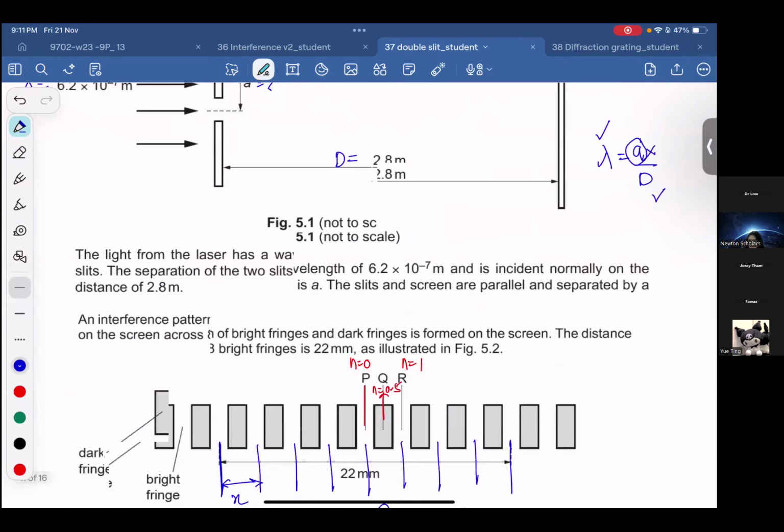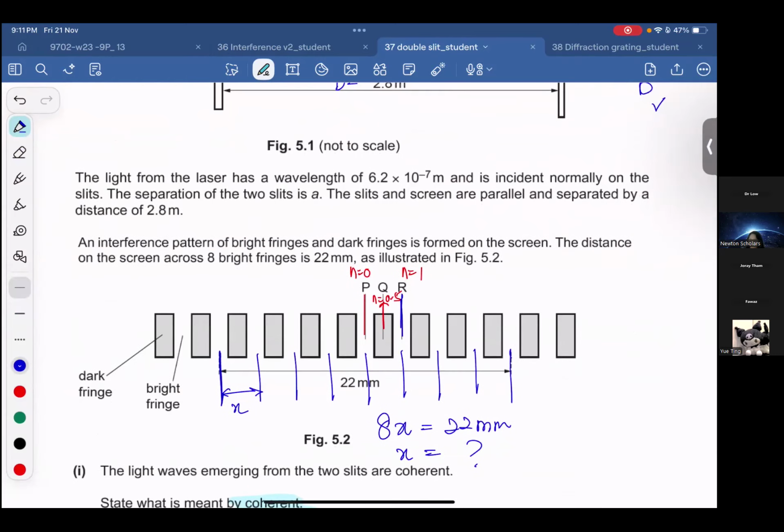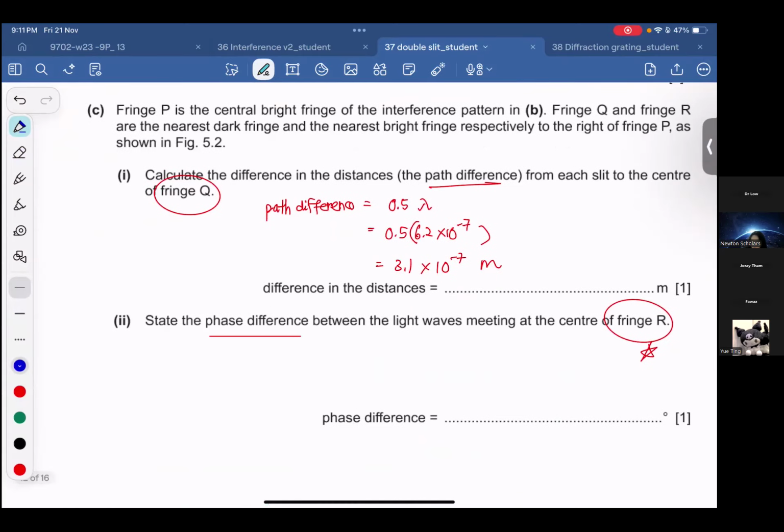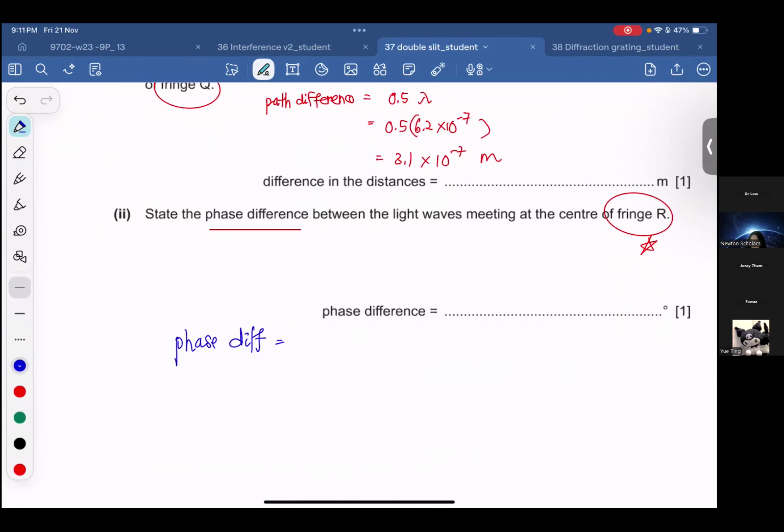At the first bright fringe, n equals 1 wavelength. So here, the phase difference equals the path difference at R, divided by wavelength, times 360 degrees. Just now, for R, we found the path difference is 1 wavelength, n equals 1 wavelength. So divided by wavelength times 360 degrees, the phase difference is 360 degrees.